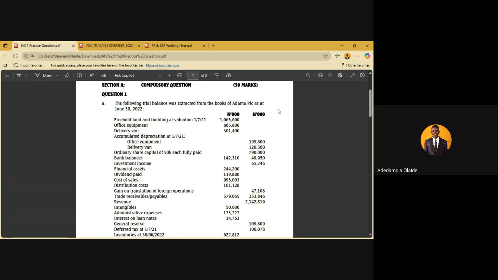The next one is the statement of changes in equity. That shows how our equity balances move from the beginning of the year to what it is at the end of the year.